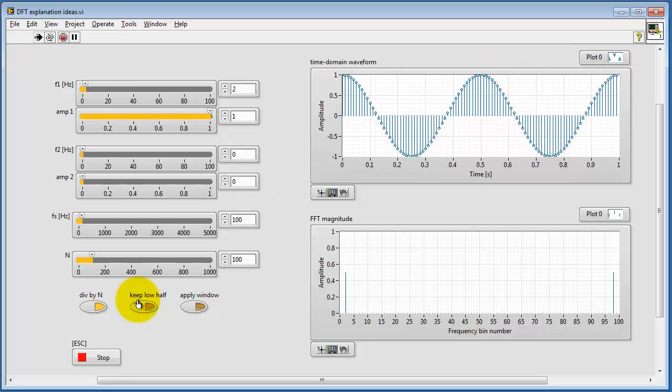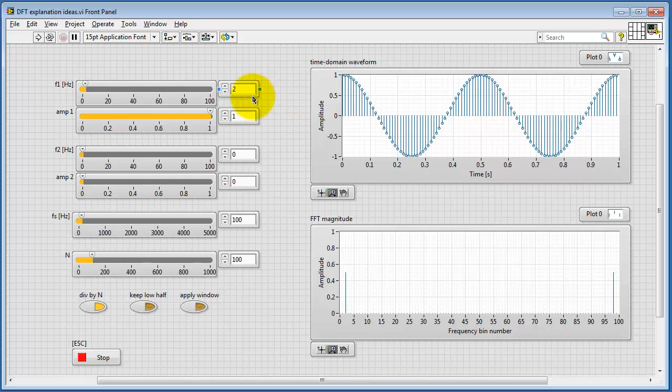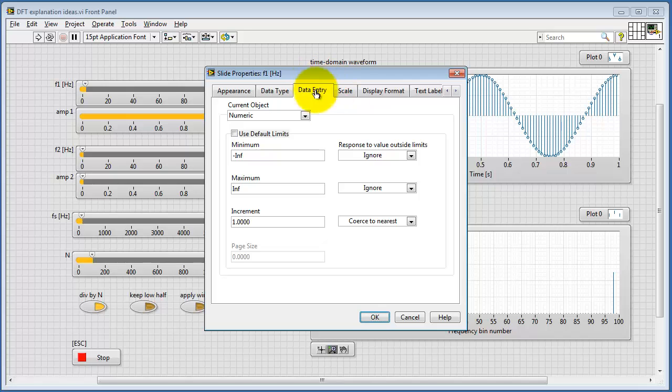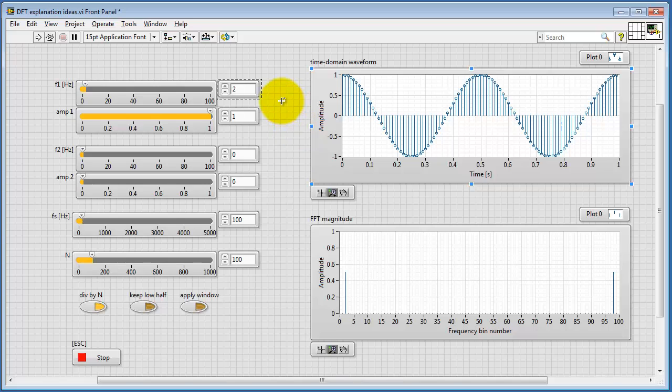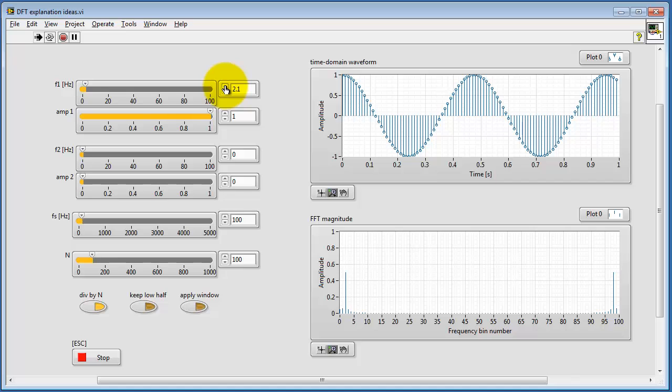Next, I'd like to draw your attention to the fact that I have two whole periods of the signal at the moment. I'm going to change the properties so that I can step this value by 0.1 instead of by 1. Let's start running the VI again. All right, here I have a fractional value, and notice that we now have a number of additional lines showing up in the spectrum.